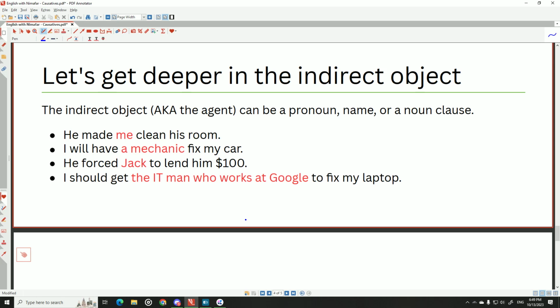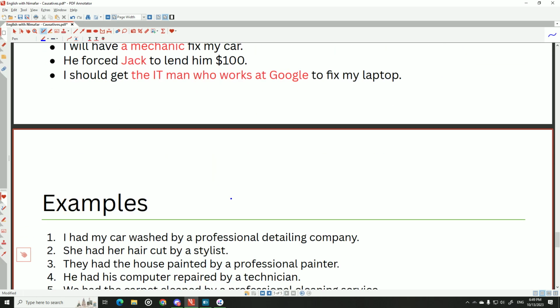And in our agent, you can use a noun, pronoun, name, or a noun clause. He made me, as a pronoun. I will have a mechanic, as a name or job title. He forced Jack, a name here. And I should get the IT man who works at Google, a noun clause, to fix my laptop.